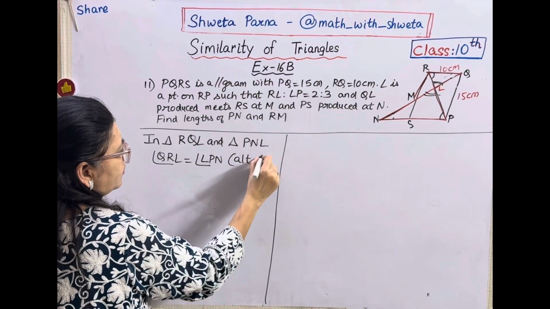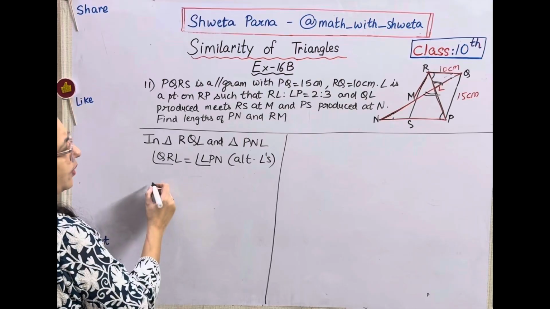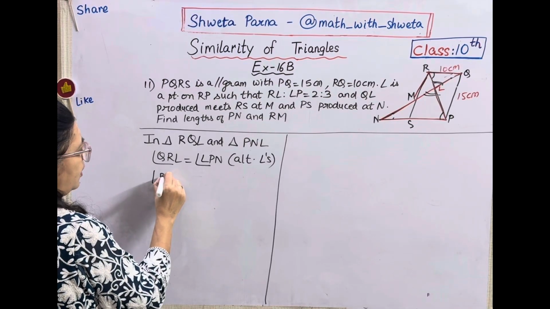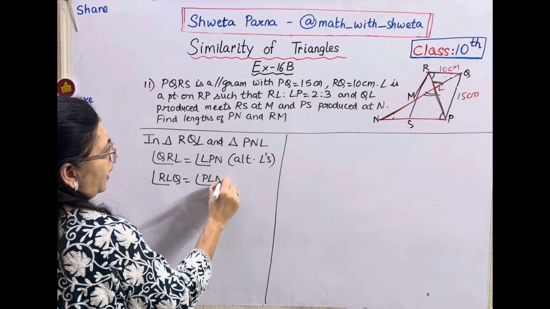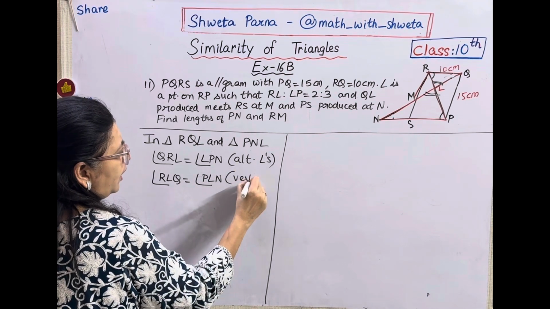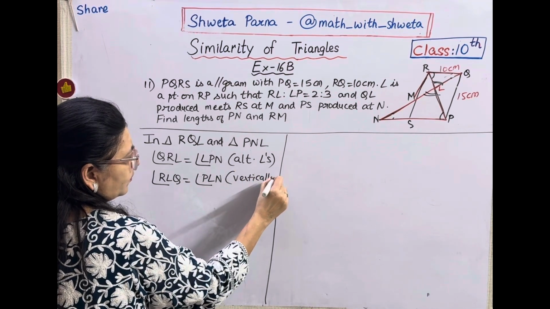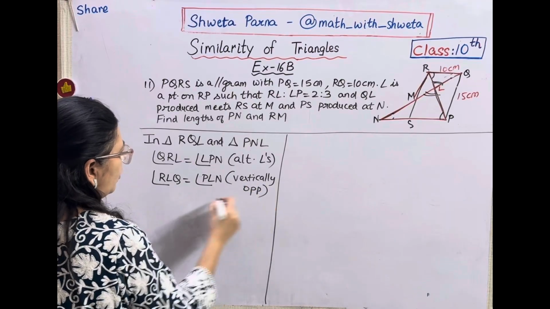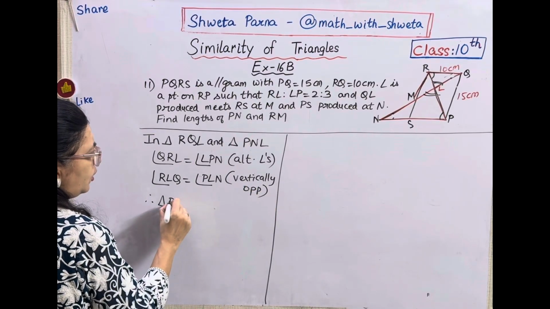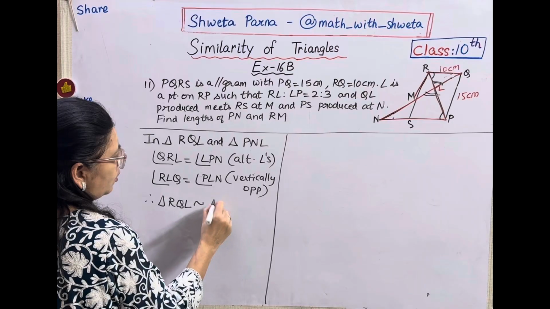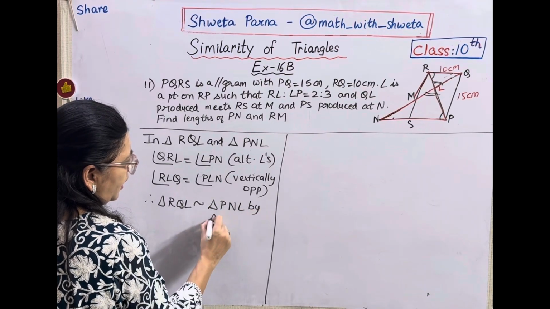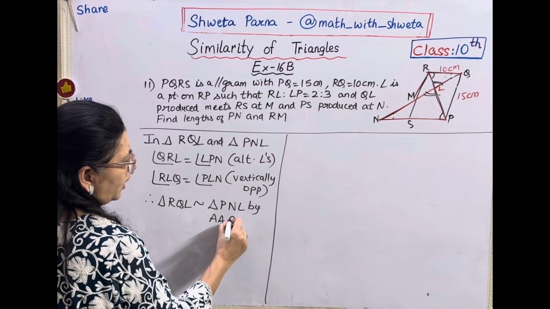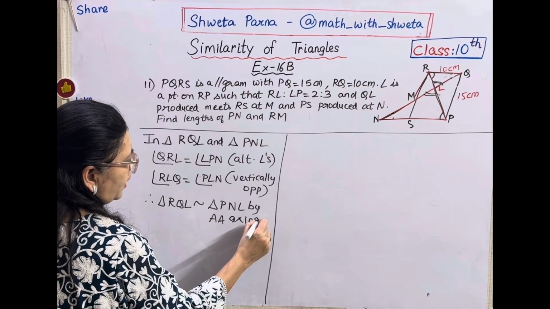Alternate angles. Then same way, angle RLQ is equal to PLN. What is the reason? Vertically opposite angles. Okay. So therefore, triangle RQL is similar to triangle PNL by AA. Two angles are there. So AA, axiom test of similarity.